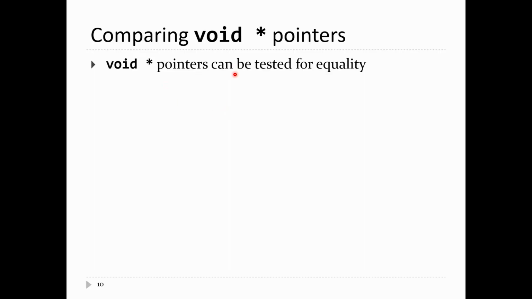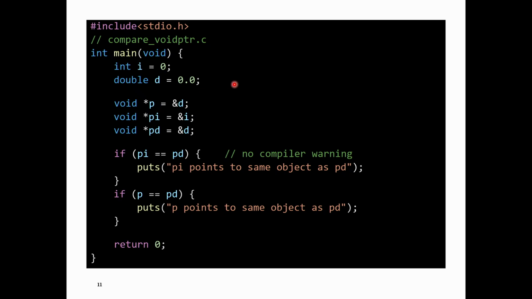Okay. Now, the problem with all this is that void pointers exist. A void star, well, a void pointer, is a pointer that can point to anything. So that means I have i and d. i is an int, d is a double. So for a p, I can take a pointer to the double value. It's a void star pointer, so I can make it point to whatever I want. So I can make it point to the double value 0.0.